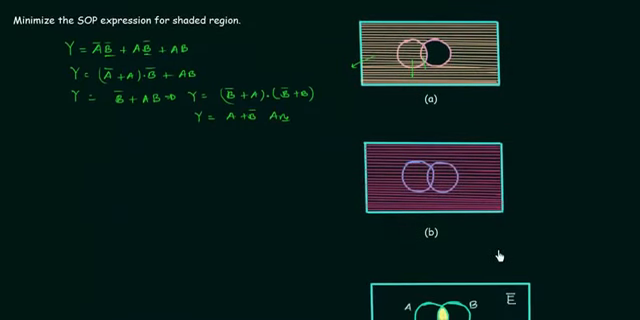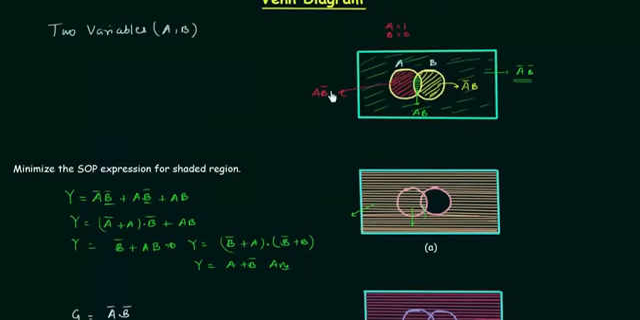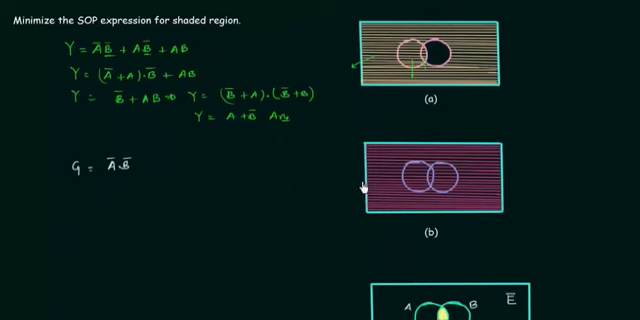In the next problem we again have to find out the SOP expression for the shaded region. Let's say the function is g and it is equal to, this region is simply A complement and B complement. I'm just using the expressions that we have evaluated. So A complement and B complement from the outer region. This region will give us A and B complement. This common region will give us A and B, and this region will give us A complement and B. Very simple. Let's minimize this.